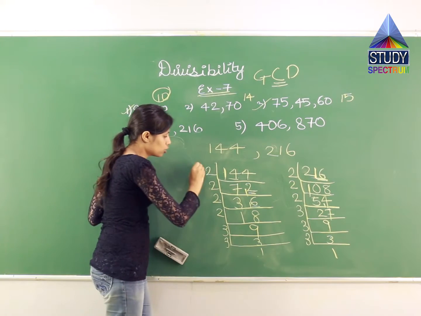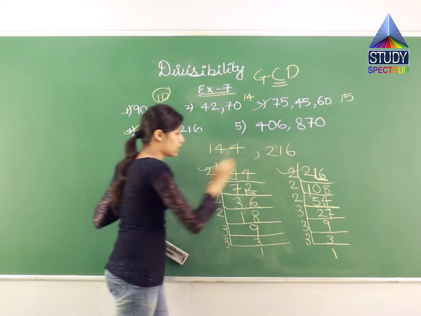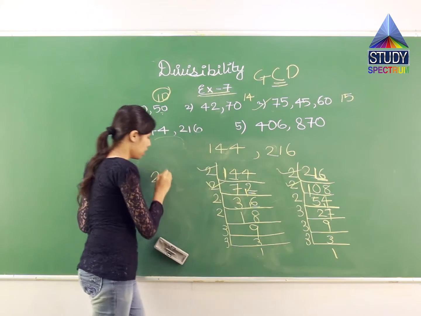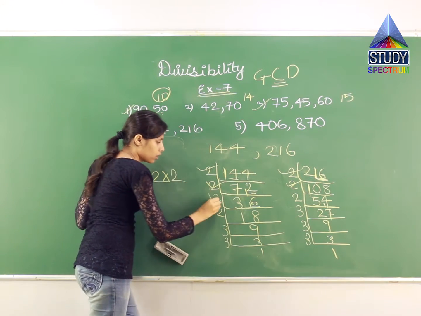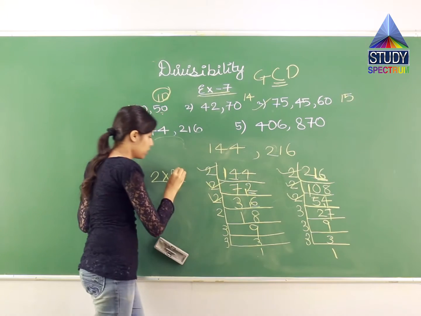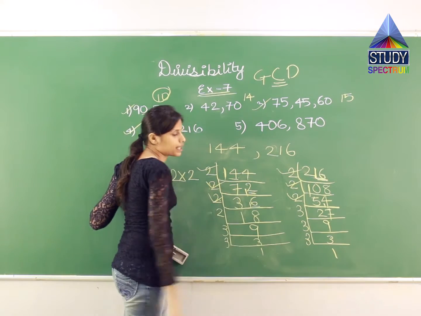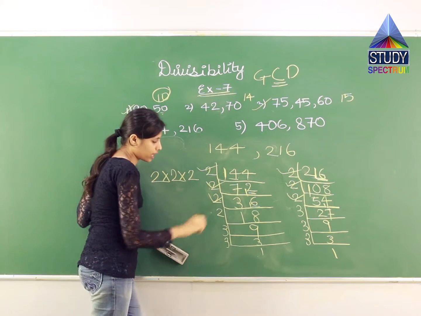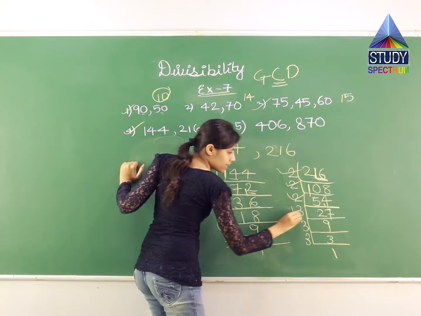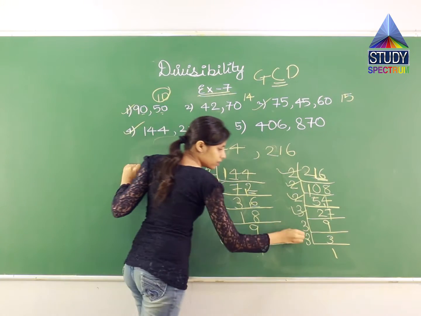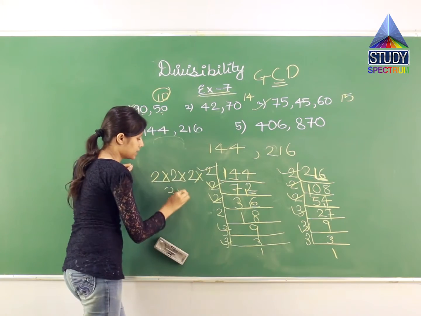So let us see. 2 यहाँ पे भी है, यहाँ पे भी है, so I'll write a 2. Then again I have 2 over here, 2 over here, again 2, 2 over here, 2 over here, again 2. अब 2 यहाँ पे है but यहाँ पे नहीं है, right? So this 2 I cannot take. Then 3 over here, 3 over here gives me multiplied by 3. 3 over here, 3 over here gives me multiplied by 3.